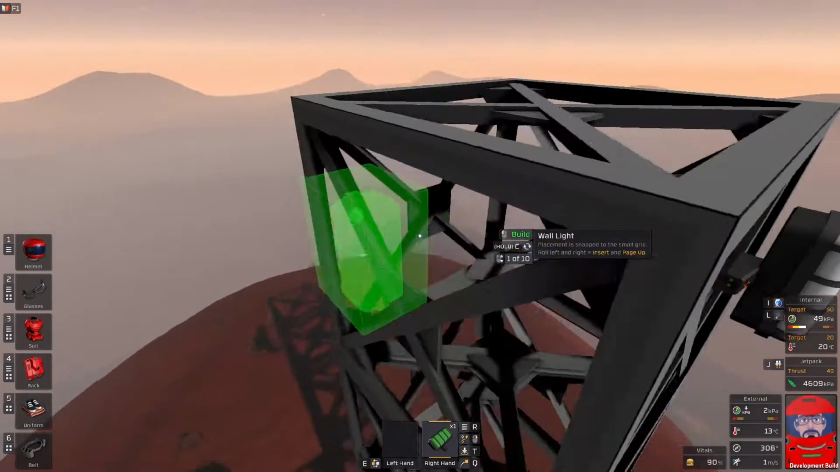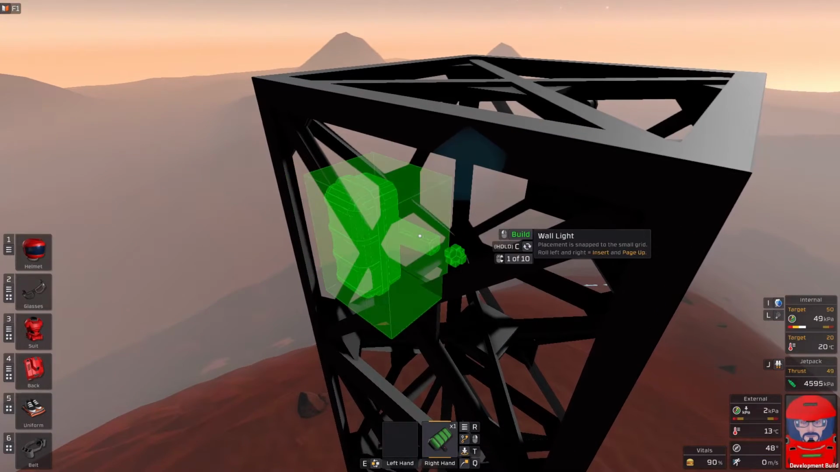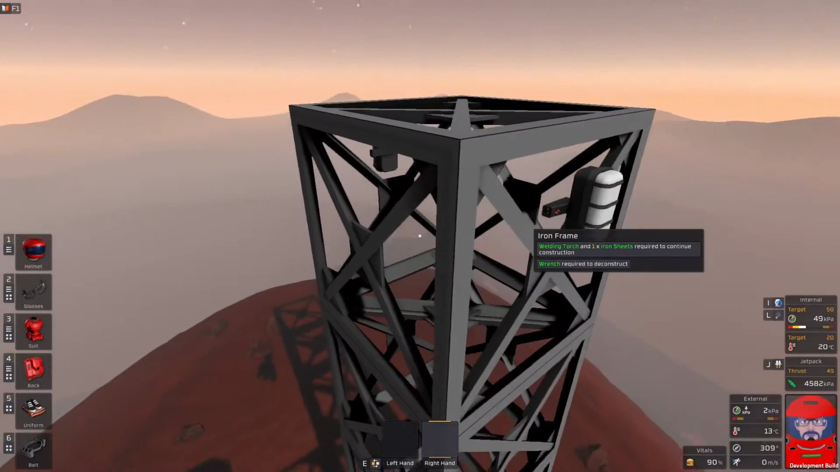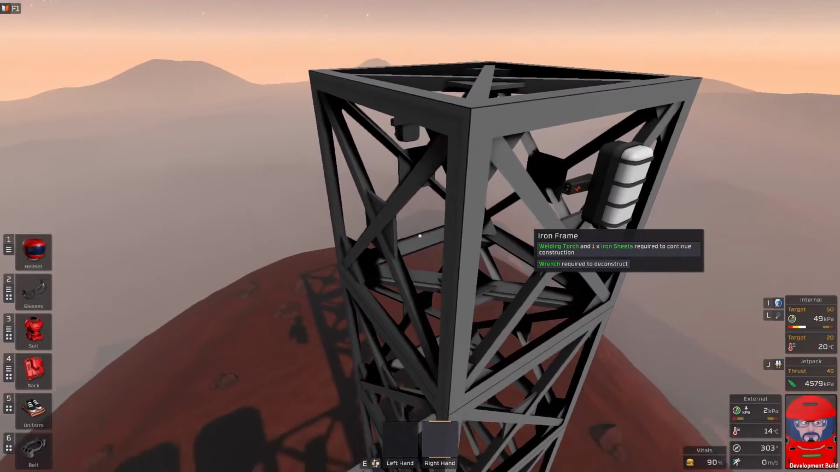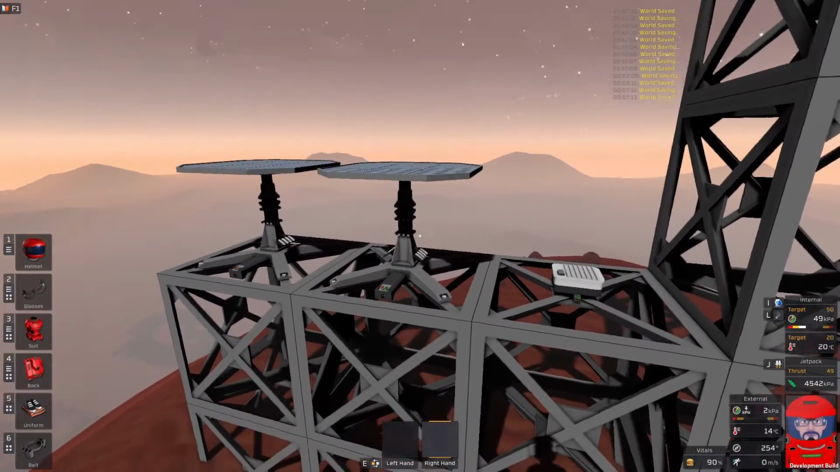Now I've painted my lights green, just so as I can tell them from the stars when I'm a long way away. There's no green stars, so if I see a green light in the distance, I know that's my lighthouse. So that's basically it for our infrastructure there, just a matter of wiring it up.